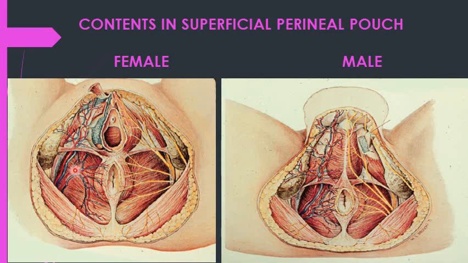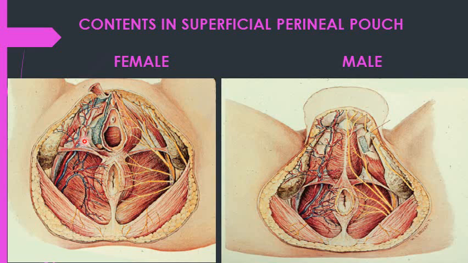So same, if you see them in the female, the internal pudendal vessel is supplying and entering into the superficial perineal pouch and giving branches from its perineal artery. This is giving the posterior labial artery and the transverse perineal artery.